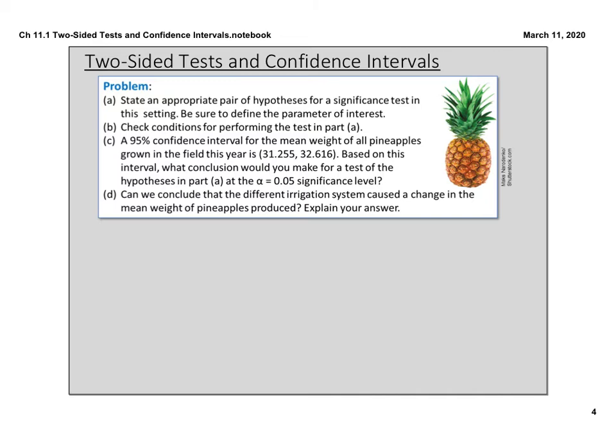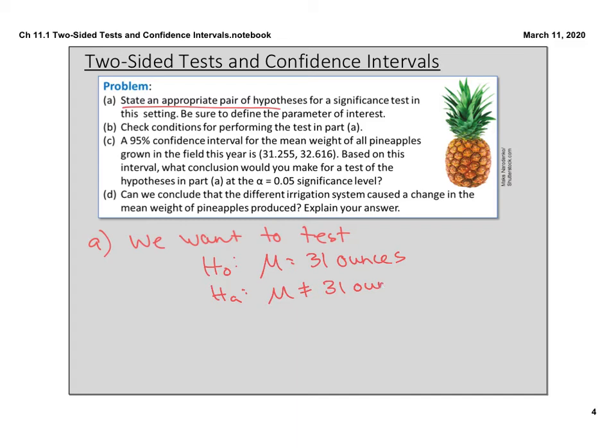So in part A, we're just going to do the state step here. Part A was to state the appropriate pair of hypotheses. So we want to test the null hypothesis that the mean is equal to 31 ounces. Our alternative would be that the mean is not equal to 31 ounces, because that was the point of the question. It says managers wonder if this change will affect the mean. It doesn't say anything about being greater or less, so we simply want to test if it's different.